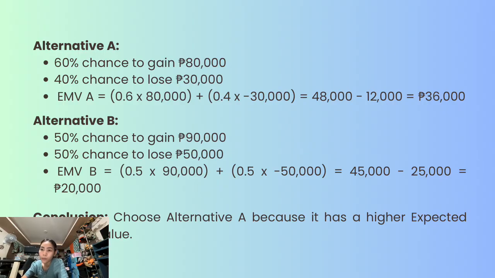Alternative B: we have the 50% chance multiplied by 90,000 profit, plus 50% times negative 50,000. So 45,000 minus 25,000 is equivalent to 20,000. Based on the EMV, our decision is to choose alternative A because it has a higher expected monetary value.